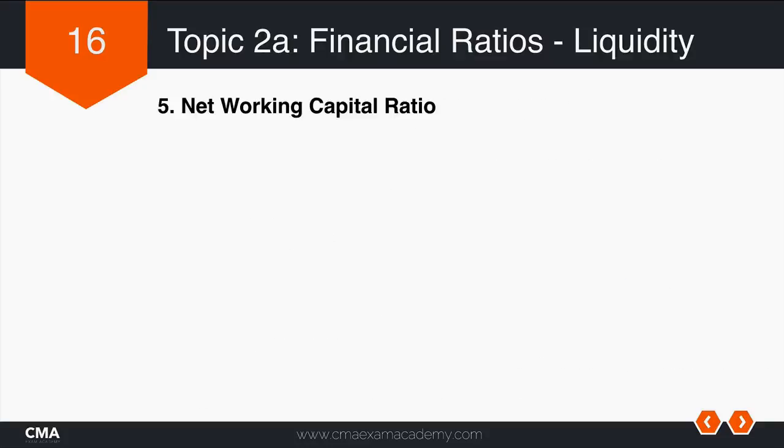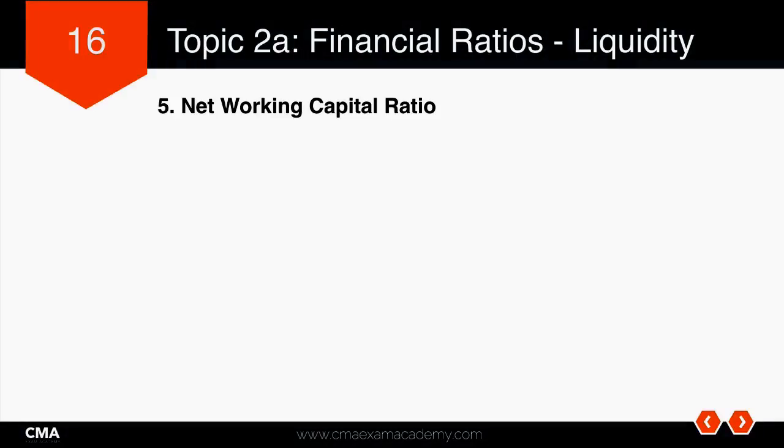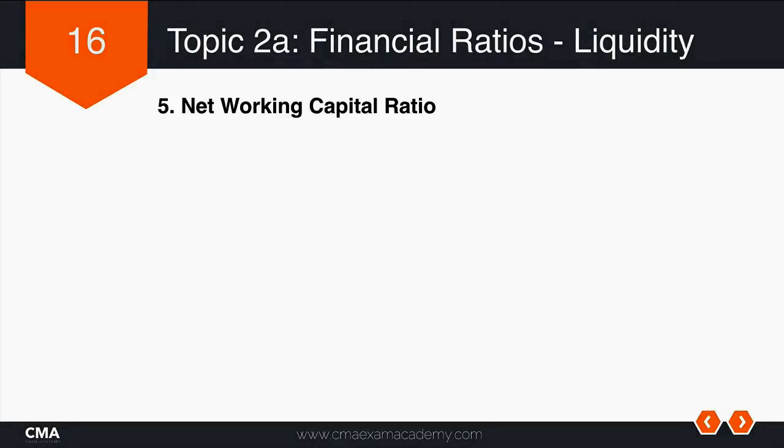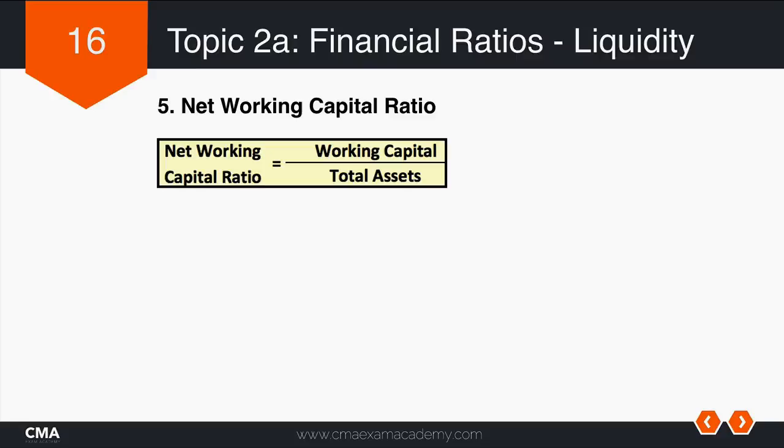Finally, the last type of liquidity ratio to be discussed in this video is the net working capital ratio. Net working capital ratio is the ratio of the company's working capital over current liabilities. It measures the level of net current resources, working capital, as measured against total assets.